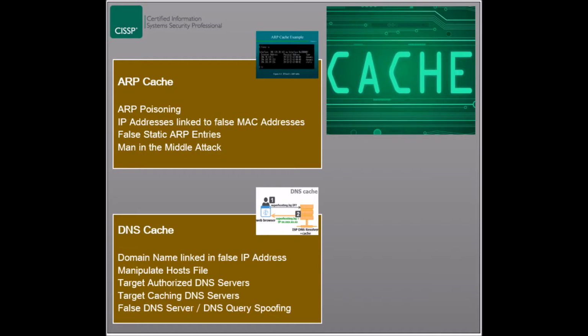The first form of DNS poisoning is by manipulating the hosts file on the system, which contains a hard-coded association between addresses and names. The second form is an attack that targets authorized DNS servers, where being able to manipulate the system affects all the client systems that rely on it.